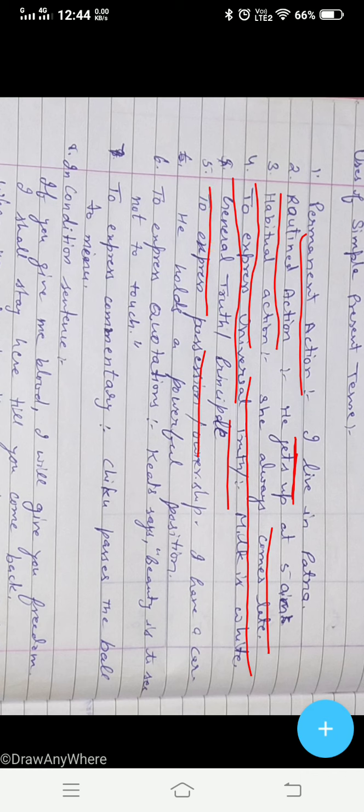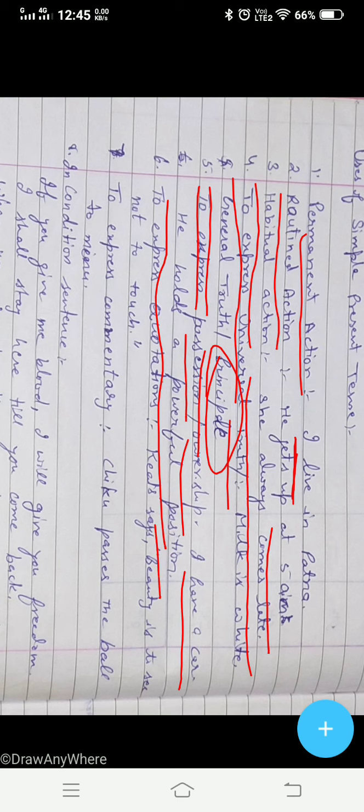Universal truth or principle. Principle means, you have heard about Newton's principle. All the things from height will come down to earth due to gravitational force. To express possession, ownership, same thing. This is my pen, it means I am the owner of this pen. I have a car, it means I am the owner of this car. He holds a powerful position, means he is the owner of this position.